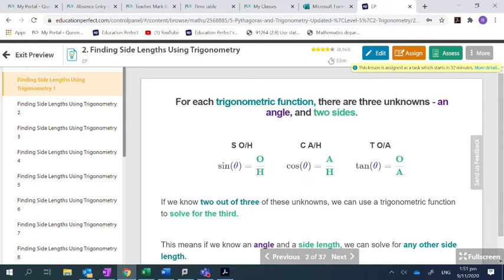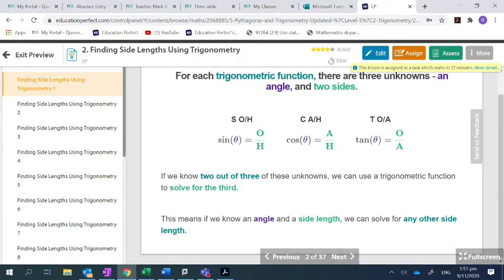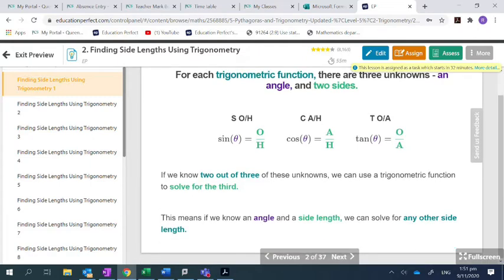Hypotenuse. CAH: adjacent over hypotenuse. TOA: opposite over adjacent. Excellent. If you have any two of those three pieces, then you can use the trig function to solve for the third. And today what we're going to be doing is looking at sides.